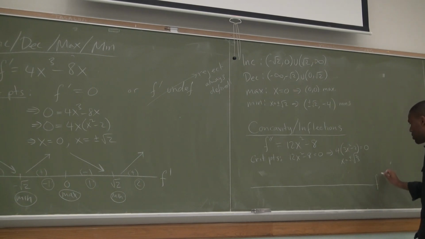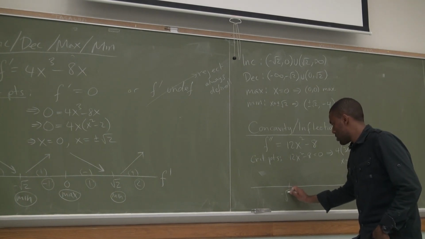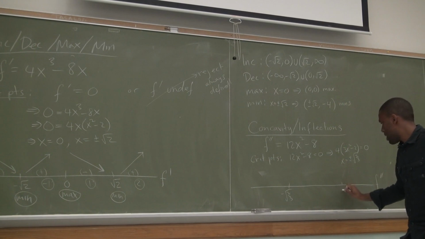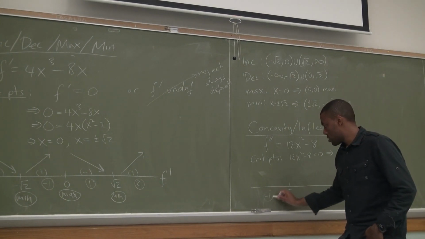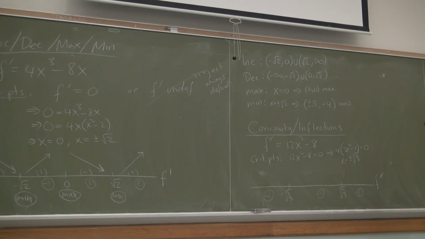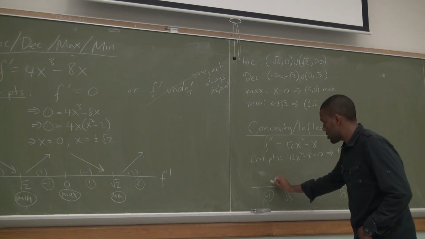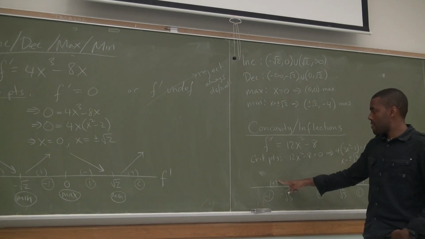Now I'm going to test those 2 points in the second derivative. So I have minus radical 2 over 3 and positive radical 2 over 3. I can plug in minus 1, I can plug in 0, I can plug in 1. If I plug in 1 here, that's 3 minus 2, which is positive. At 0, I would get negative. Plug in 1, I would again get positive. So what does that mean here?